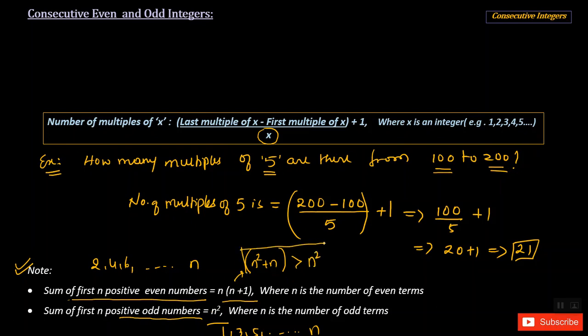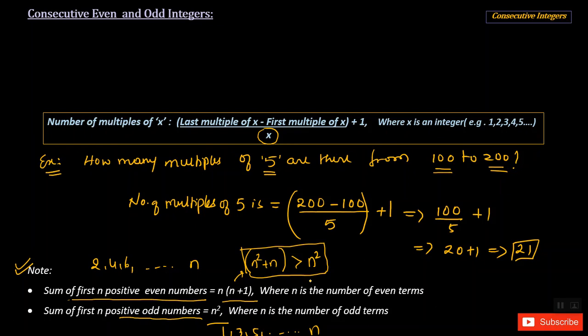Sometimes they may expect you to calculate a comparison, let's say between the sum of the first 100 even numbers and the sum of the first 100 odd numbers. Which one is greater? Definitely the sum of the first 100 even numbers is greater than the odd. Or they may ask the difference between the sum of the first 100 even numbers and the sum of the first 100 odd numbers. We know the difference: n square plus n minus n square, so this is 100. This is a different way of asking the question, but the basic remains the same.